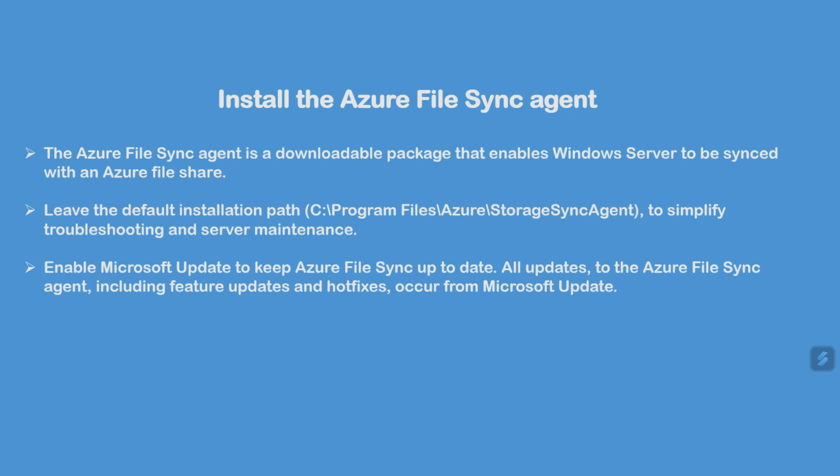Now install the Azure File Sync Agent. The Azure File Sync Agent is a downloadable package that enables Windows Server to be synced with an Azure file share. It is downloaded on the Windows Server, and basically it facilitates the syncing process. You need to leave the installation path as default to simplify troubleshooting and server maintenance. You will get the logs at this particular location, so it will be very sorted. So don't change the path during installation.